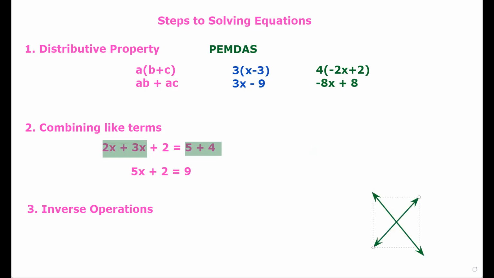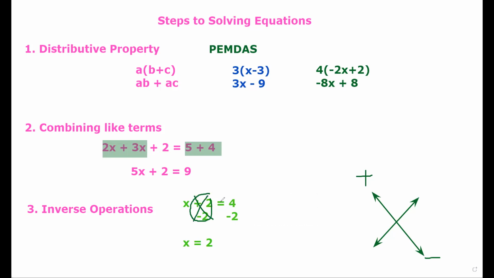When something is being added, to move it to the other side, you subtract, and vice versa. So let's say I had x plus 2 equals 4. I minus the 2 to the other side, and I get x equals 2. You minus it to the other side because you want this to zero out.